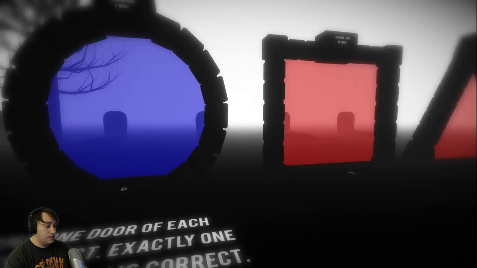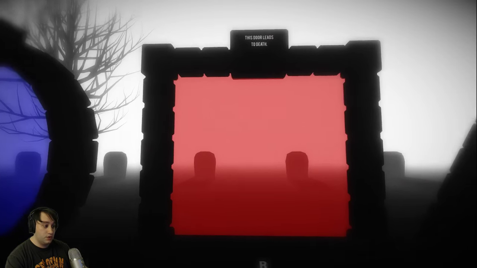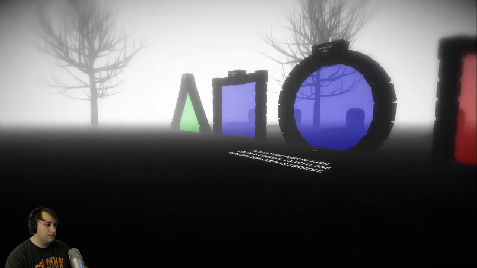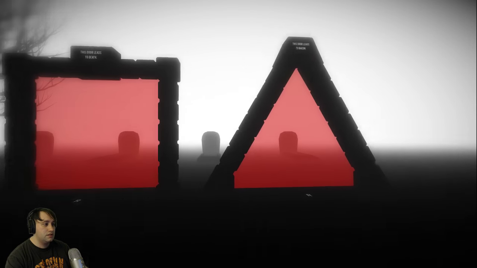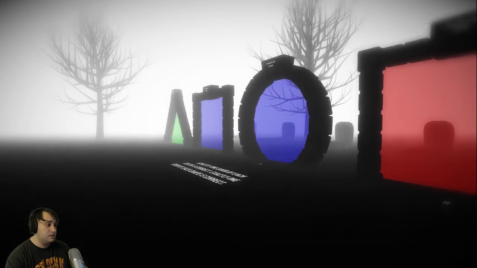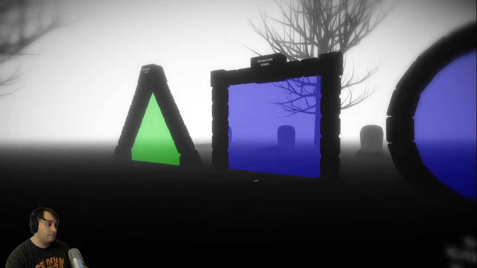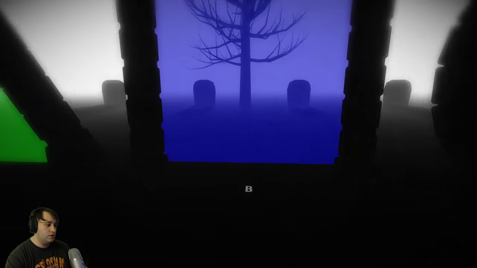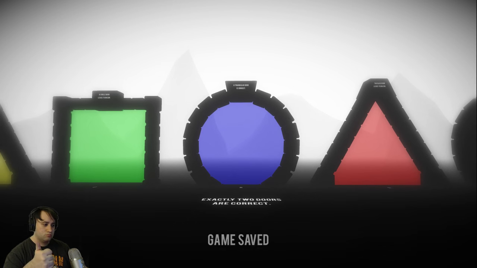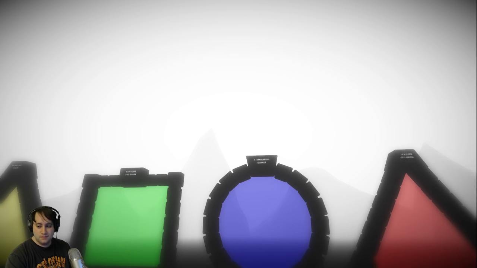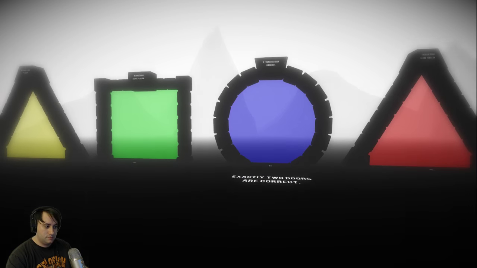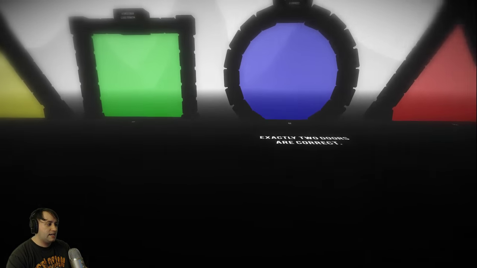So, this door leads to death. This door leads to death. This door leads to death. All right, so those are all correct. That is false. That does not lead to bacon. And this is false. That one was not bad at all, actually. That was super easy.